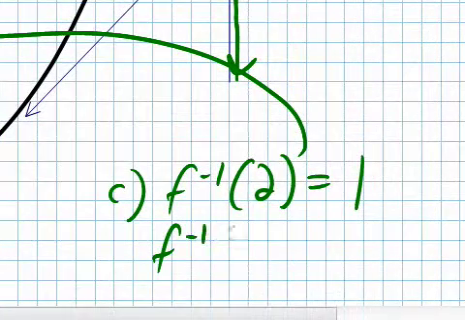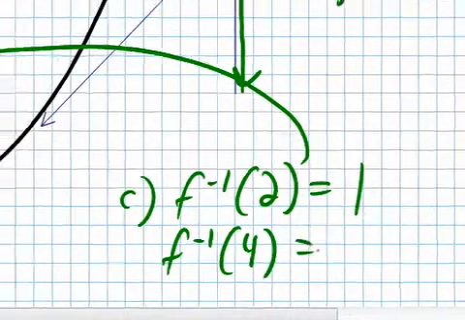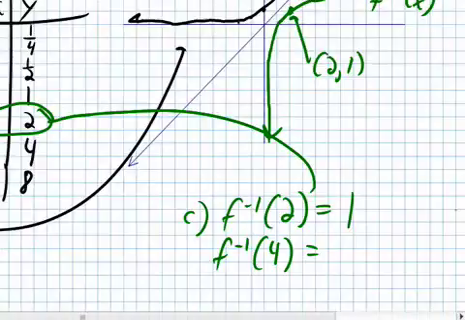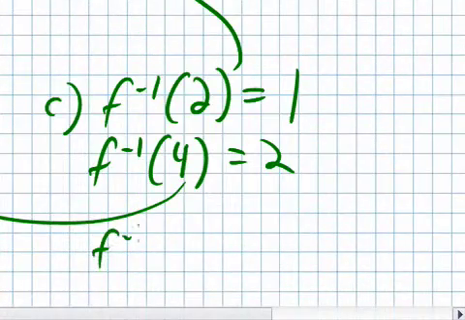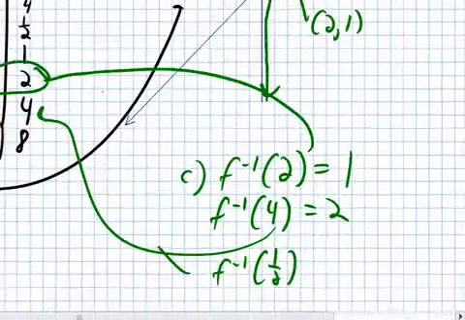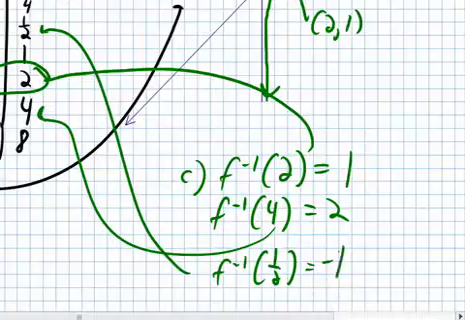We can do f inverse of 4, and now we can start getting an idea of what this is really saying. F inverse of 4 would be this one, 2. F inverse of 1/2 would be this one, -1.